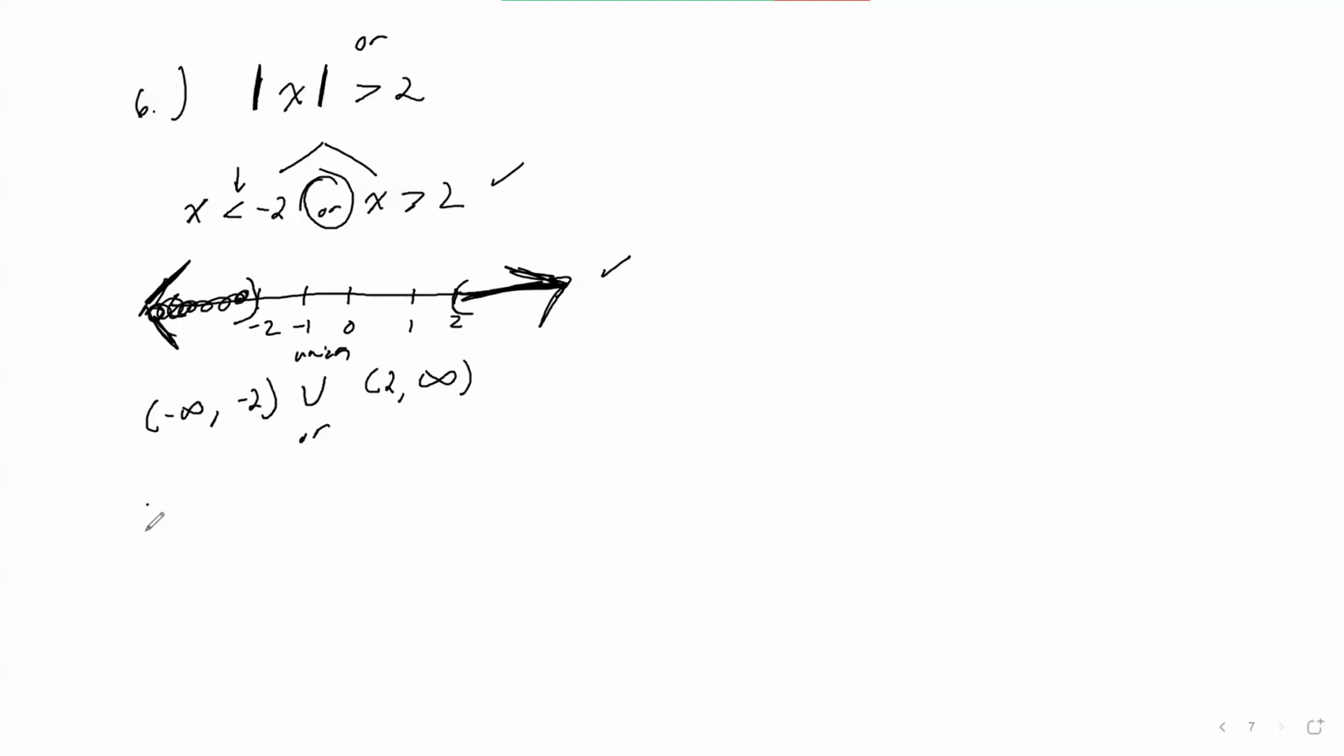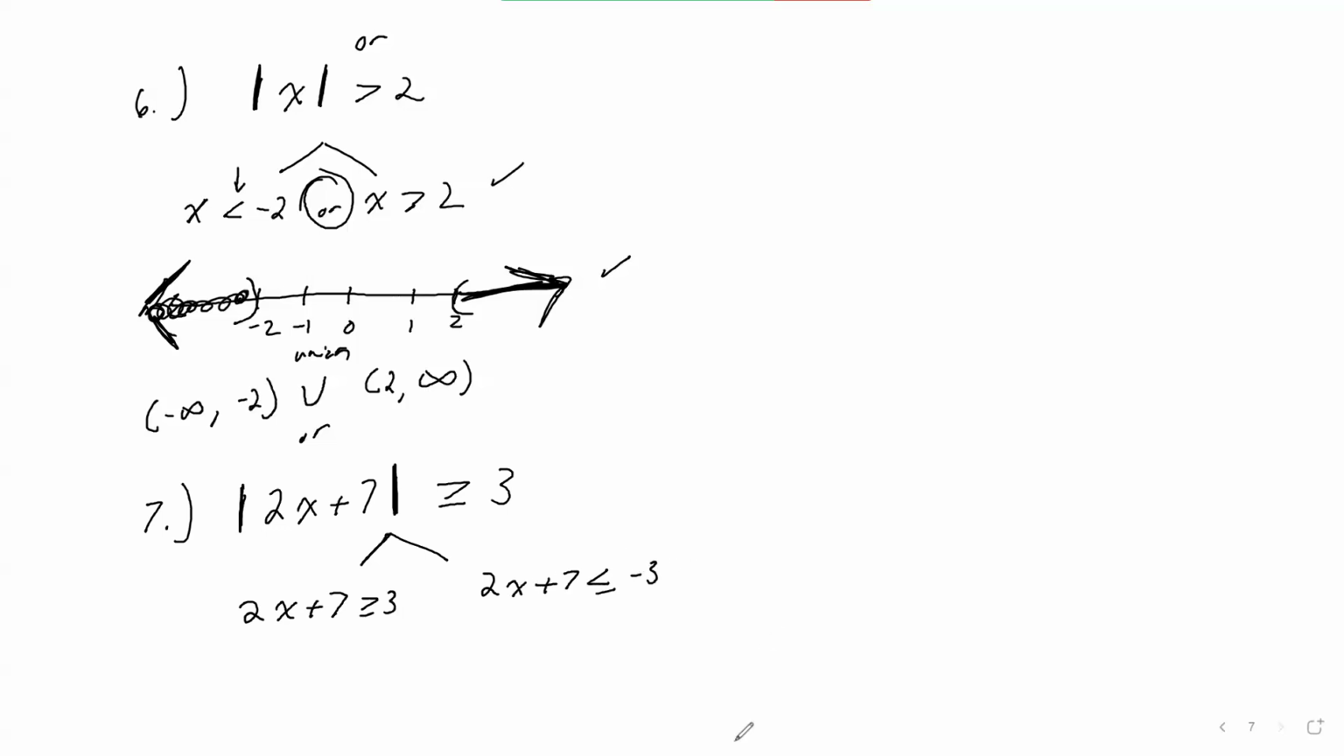Okay, now let's do number 7. Absolute value of 2x plus 7 greater than or equal to 3. The absolute value is isolated, so now I'm going to separate my two inequalities. One will stay the same. One will change signs and flip the inequality symbol.